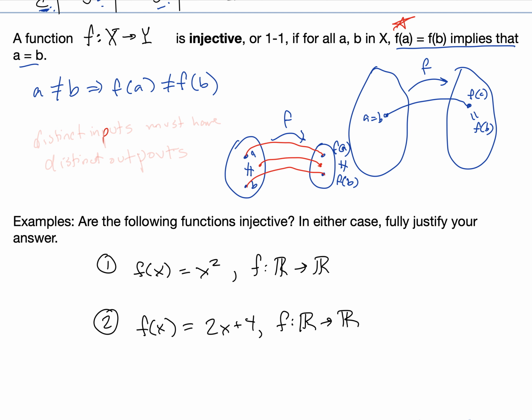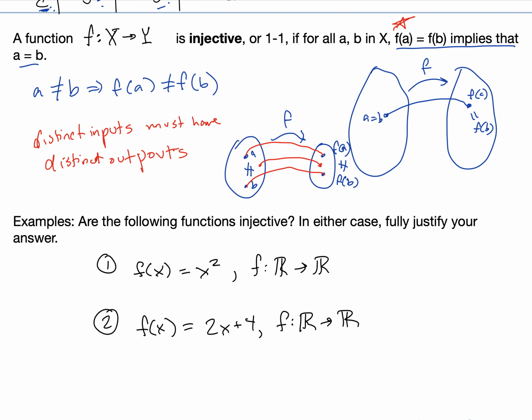So to prove one-to-one or injective, we often want to say, okay, suppose that a and b are in X. Suppose f of a equals f of b. We want to show that means that a must equal b. One final way to say this is to say that distinct inputs must have distinct or different outputs. So that's just another way to say what it means to be one-to-one.